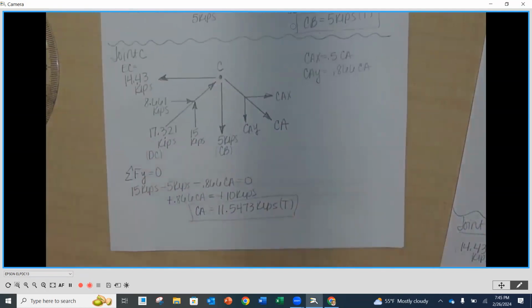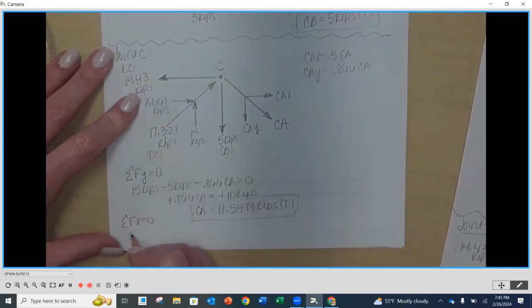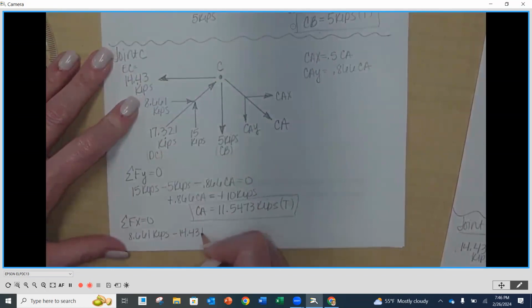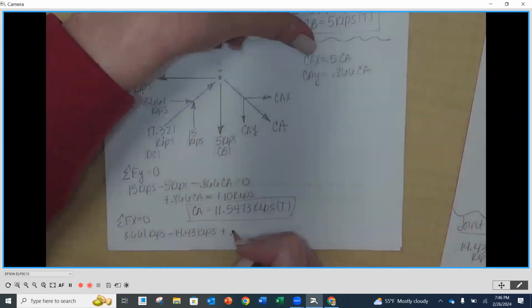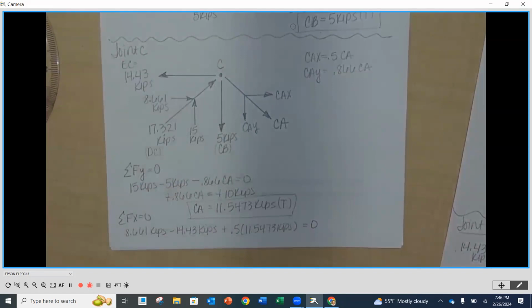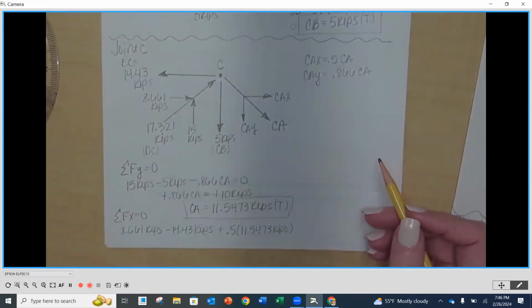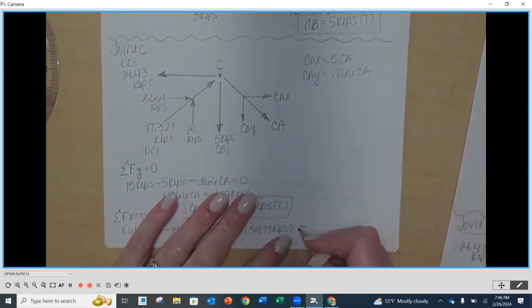I so wanted to get it on here. Oh, I didn't have to solve. Oh, yeah. So we should get 0.